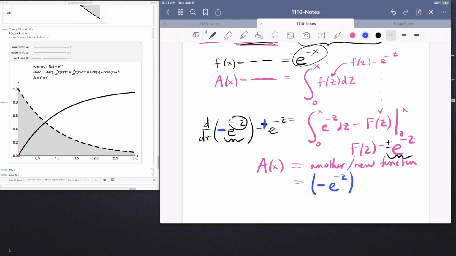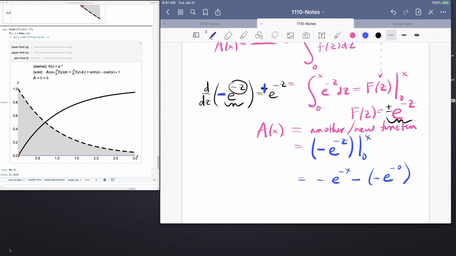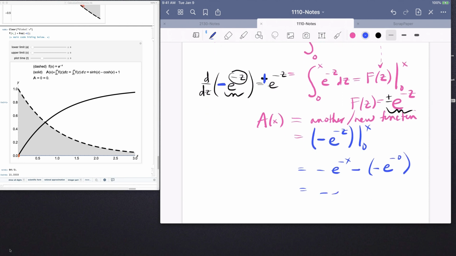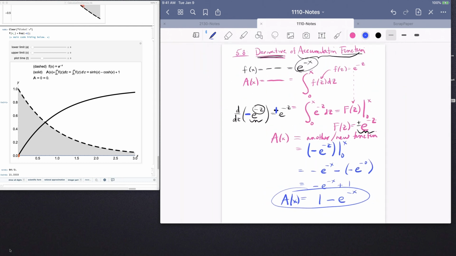Okay, so we've done the antiderivative problem, then we need to evaluate from 0 to x, which is equal to negative e to the negative x minus negative e to the negative 0. And because e to the 0 is equal to 1, negative negative 1 makes a positive 1, we can see that the area function is 1 minus e to the negative x. There is our area function. Okay, so let's look and see about if this answer makes sense.